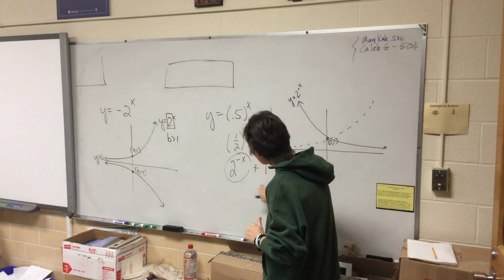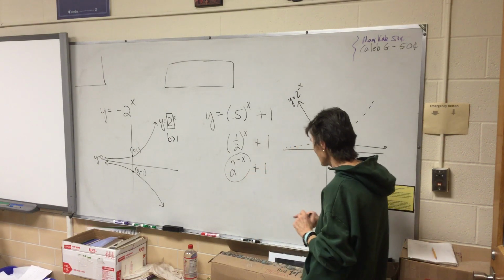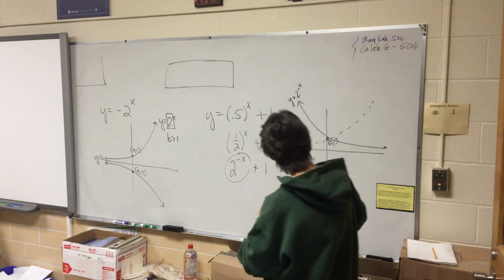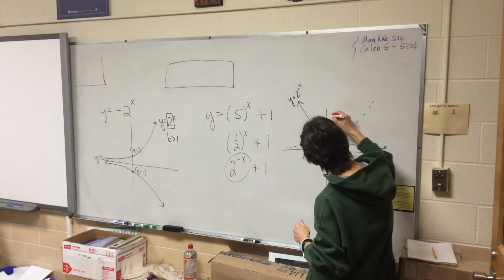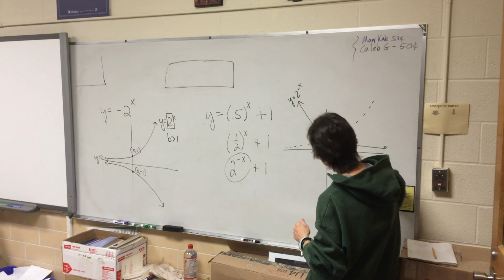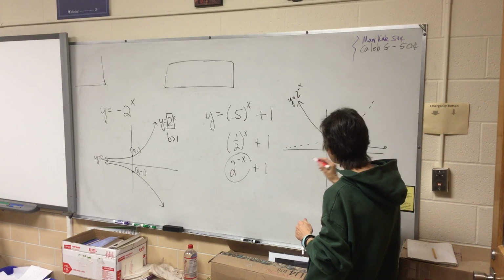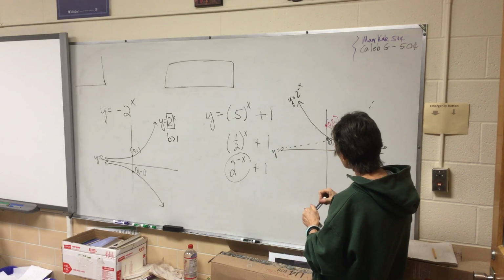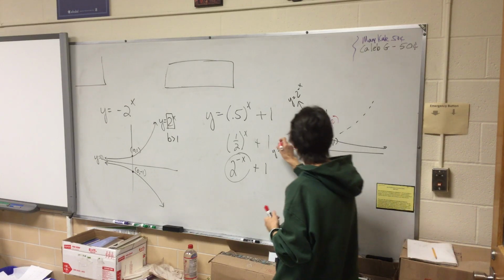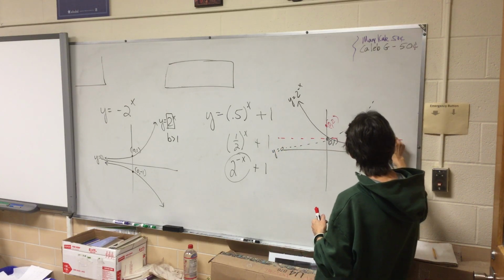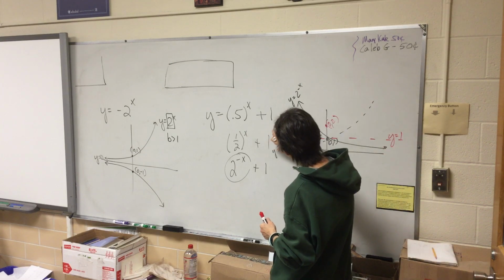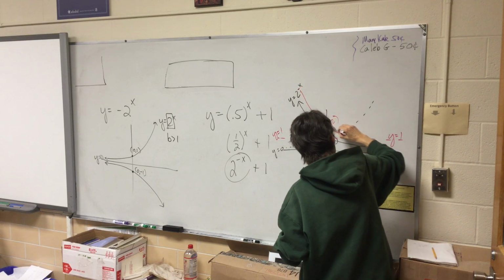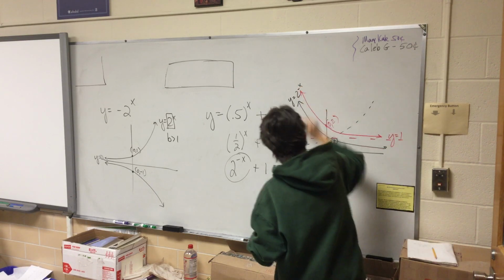Now, what does this do to it? This +1 stuck on the end. Moves it up 1. It does. Now, that's going to change a couple of things. First of all, its intercept is going to be at 0,2, right? And the asymptote that was the x-axis also gets moved up 1. So now we have an asymptote at 1, and our curve coming down like this.